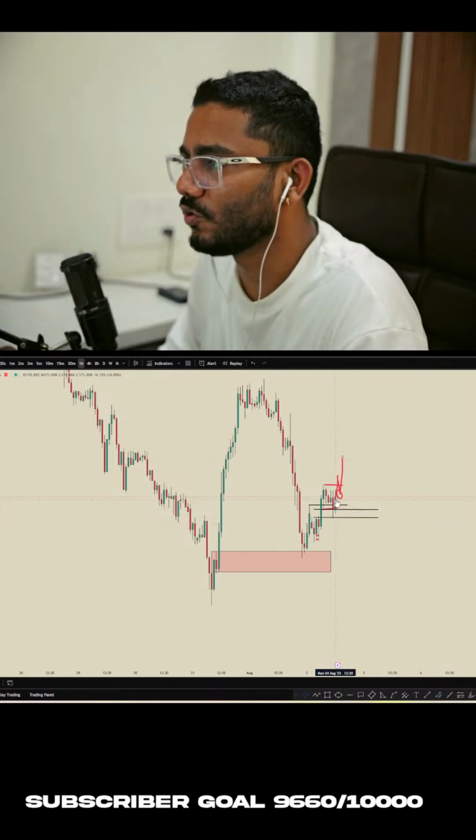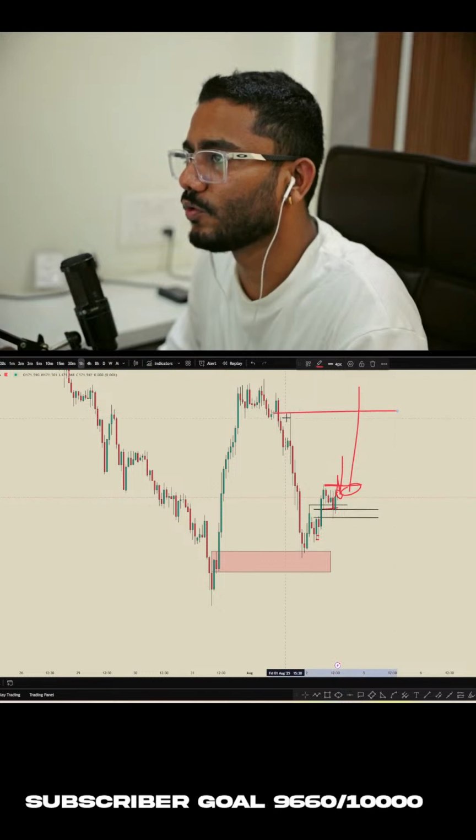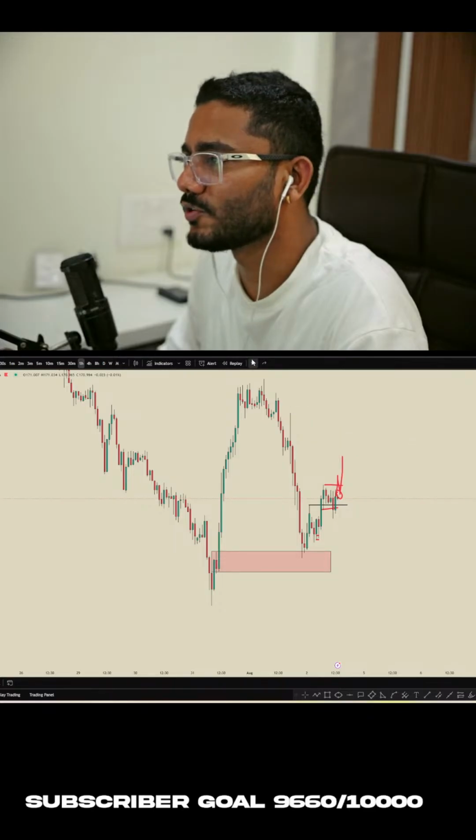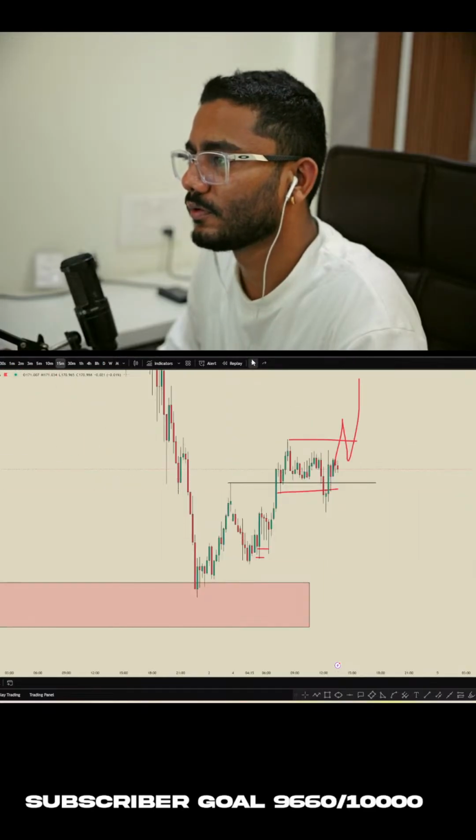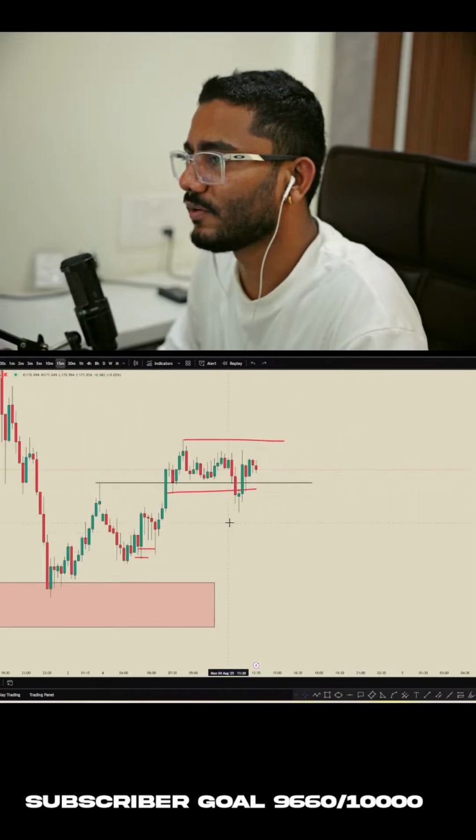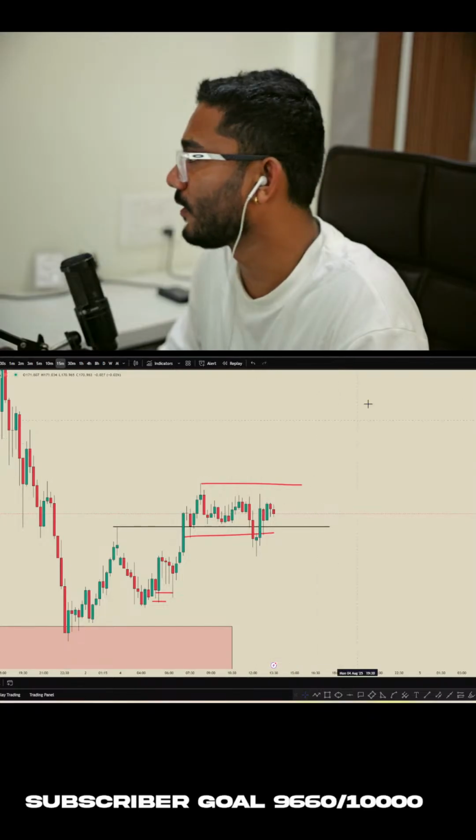So we have the strong low. We want price to tap this area and we can continue this move to the upside, at least till this liquidity sweep. So we have a nice risk reward of around 1:10. So let's wait for price to break this area.